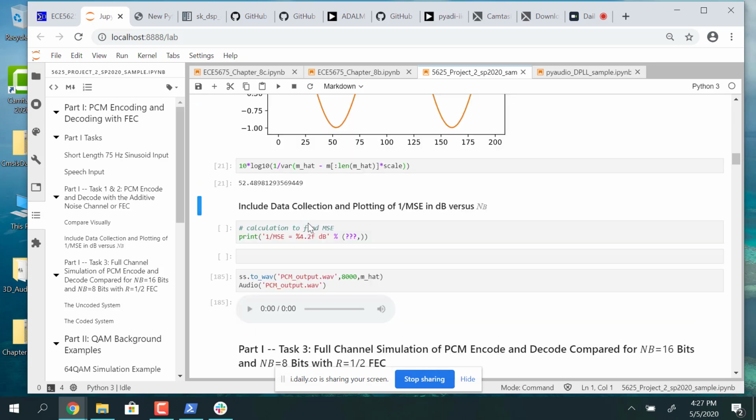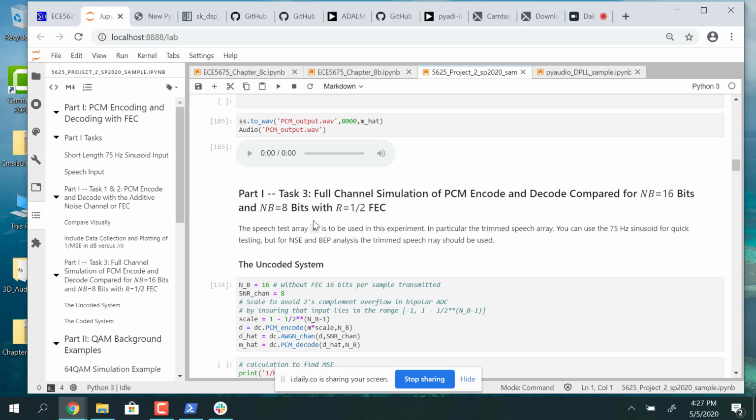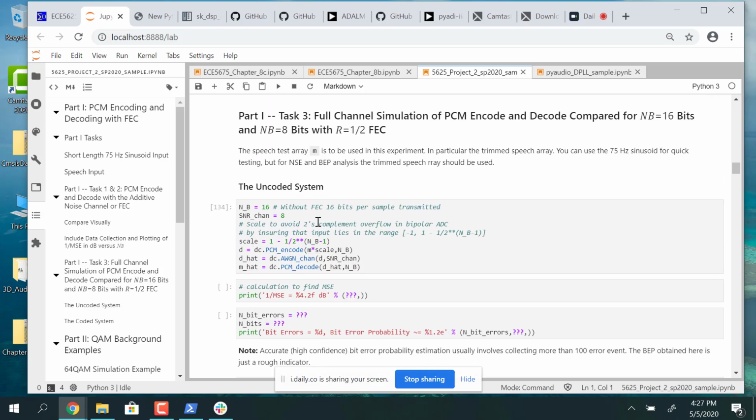Let's see. If I went down in here to this, I think it's set up that I can do that with the tone. SNR is 8. I'm setting it at 16 bits. So I can send the non-speech through here directly, I believe. How do I want to do this? If I want to take this out of here, I want to keep the scaling in there, but PCM encode, yeah, PCM encode, PCM decode, yeah, this will be the uncoded system.